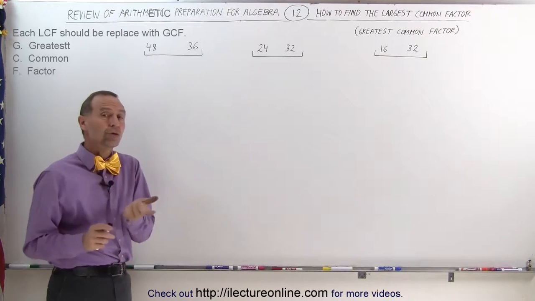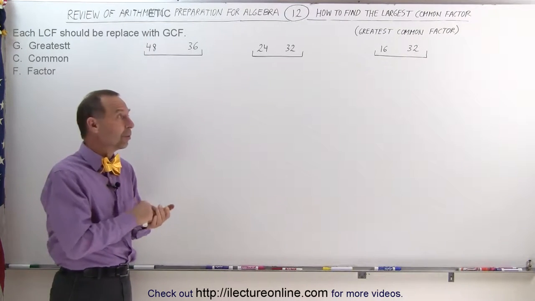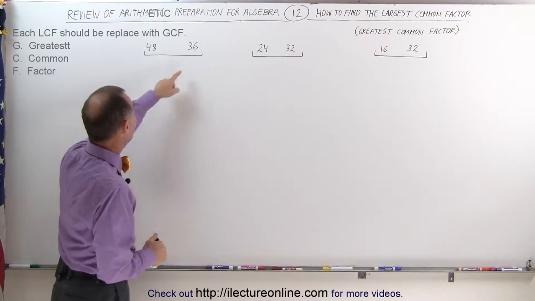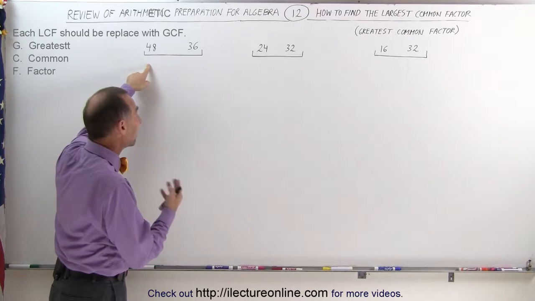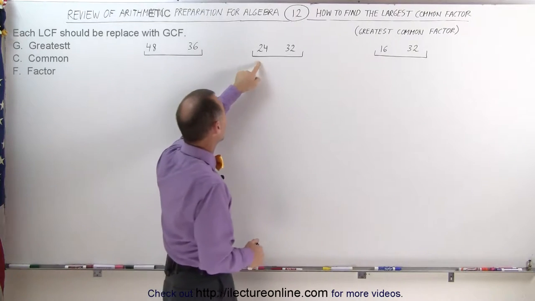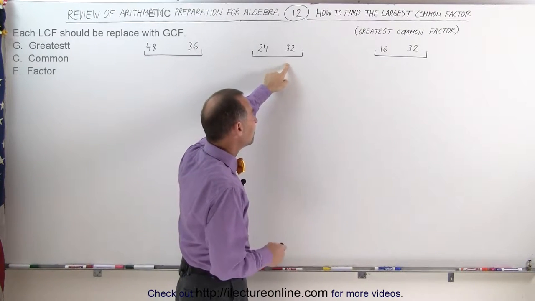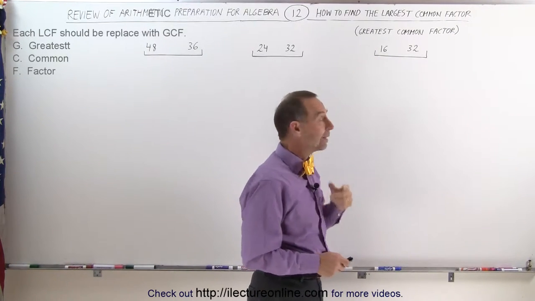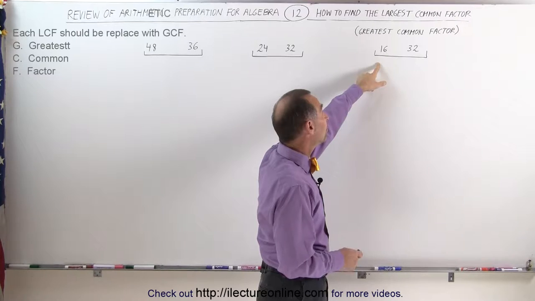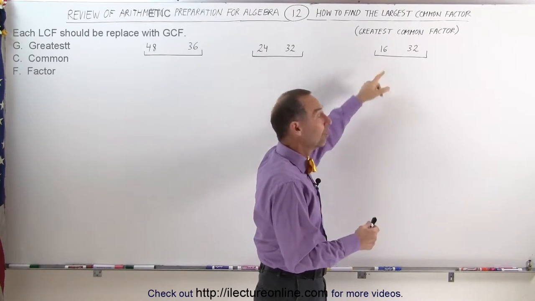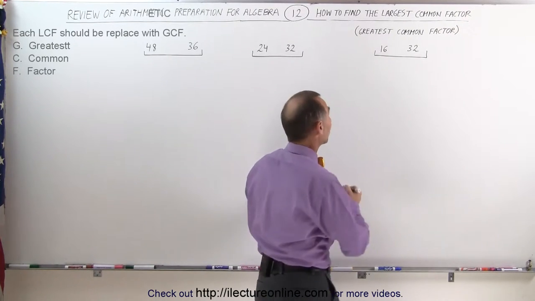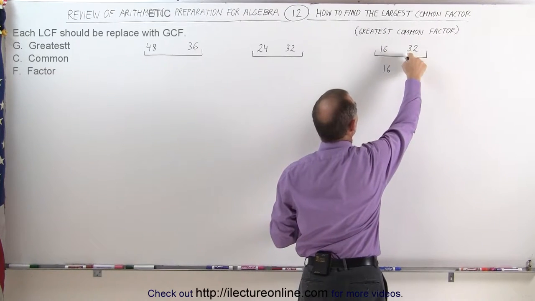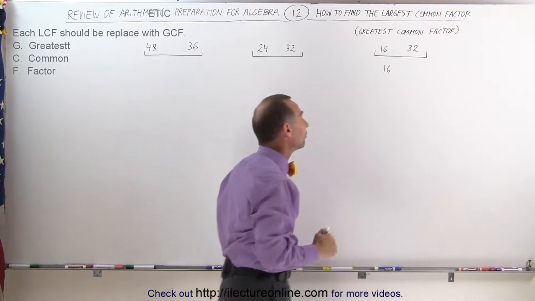The first thing you should do is to see if the smaller of the two numbers fits evenly into the larger number. For example, does 36 fit into 48? In this case, it doesn't. How about 24? Does it fit into 32? Not evenly. But here we can see that 16 fits into 32. That means that 16 would be the largest common factor of these two numbers. So in this case, 16 is the answer because 16 fits into 32 evenly, exactly two times.